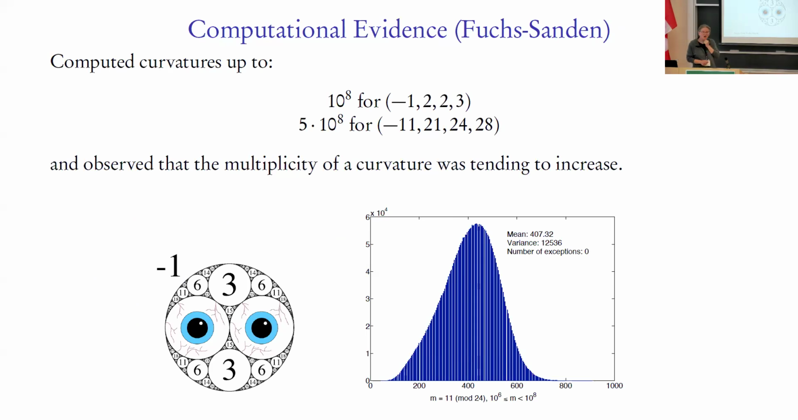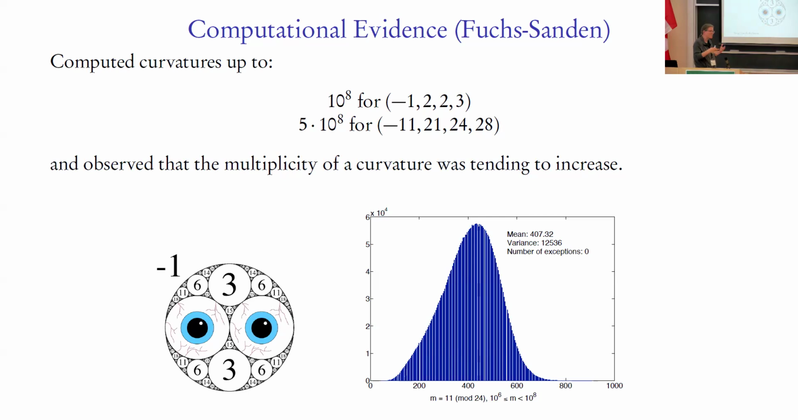Okay, so let's turn to the computational evidence for the conjecture. I hear a couple of giggles. This is the bug-eye packing. This picture is taken from the paper of Fuchs and Sanden, and it's that first one there, -1, 2, 23. Then they took another packing that you can see up there with a -11. They ran the data for these packings and computed all of the curvatures up to size 10 to the 8. Then they did a clever thing to approach this conjecture.